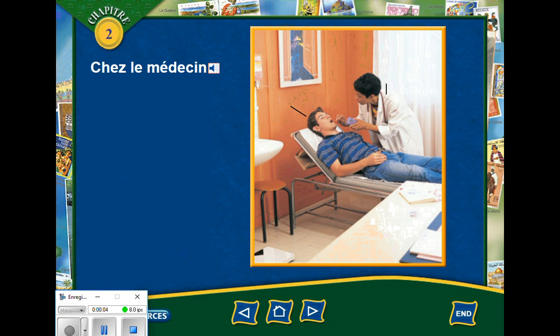Here we are now at the doctor's office. You remember this word chez? It's a preposition in French, and it shows location, like at the place of, the office of, the home of. So this is at the doctor's. Chez le médecin. This is at the doctor's office.